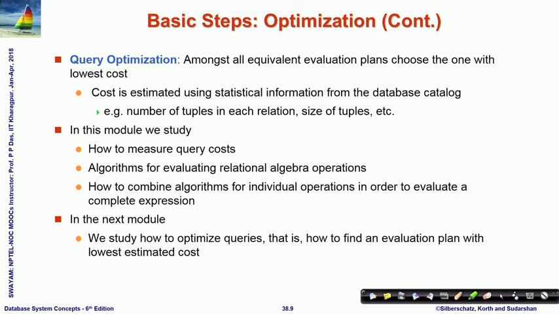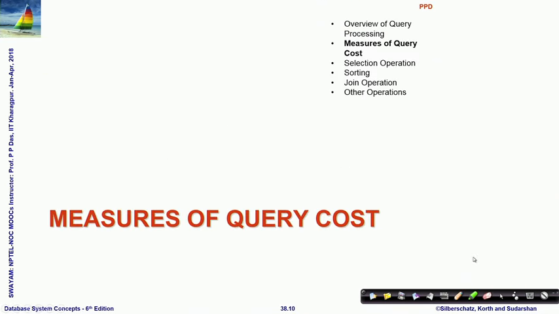Out of that, in this module, we will first define the measures of cost and look at the algorithms for evaluating some of the relational algebra operations, and then you can combine them to do bigger operations. And in the next module, we will talk about the optimization.